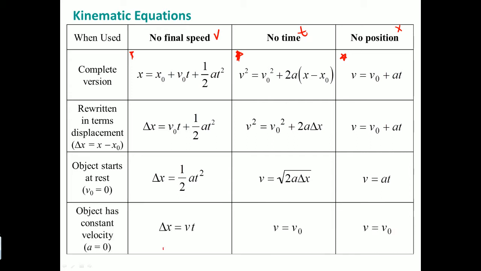And lastly, this is when the object has constant velocity. So constant velocity is when a equals 0. This is a rare case, but I just wanted to show you this one as well.